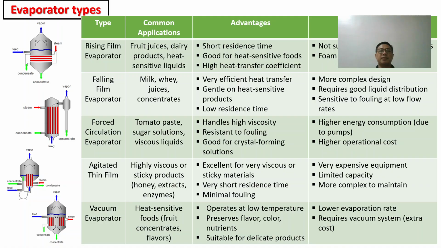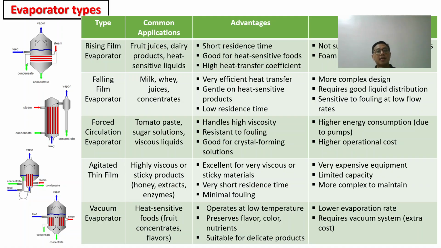The rising film evaporator can be a horizontal type, like shown in the figure here. It's commonly used for fruit juice, dairy products, and heat sensitive liquids. The product has a short retention time inside the evaporator, which is good for heat sensitive foods, with a high heat transfer coefficient. However, it's not suitable for very viscous liquids. Foam forming can be an issue inside the evaporator, so it may cause problems to the evaporation process.